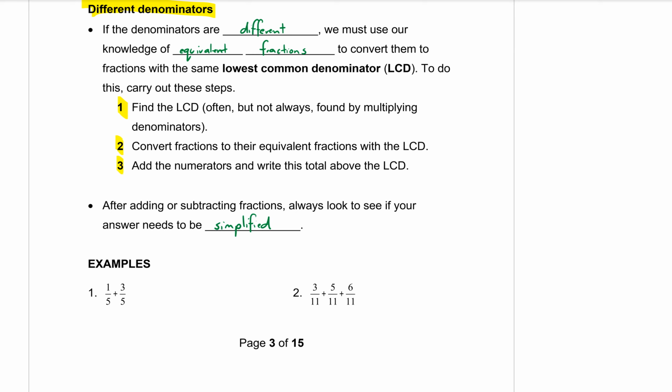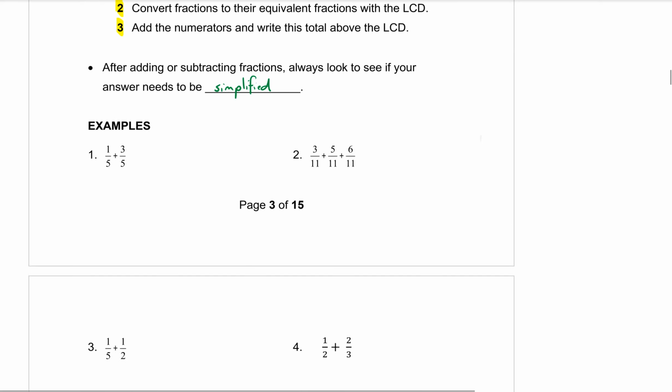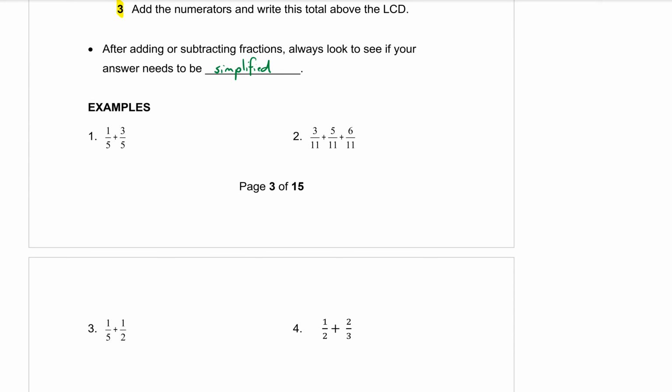Let's see the questions. Question number 1, starting with the easiest type. You'll see that these two fractions have the same denominator. They both have 5s on the bottom. For this question, you know that the answer is also going to have a 5 on the bottom. And all you need to do is add, because there was a plus sign here, you add the two top numbers. 1 plus 3 is 4. Okay, that's all there is to it. There's not a lot of working out. That's all you need to do for that question.